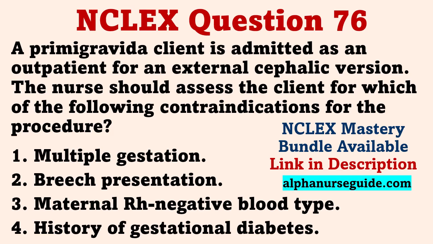Contraindications to the procedure include multiple gestation because of the potential for fetal injury or uterine injury, severe oligohydramnios, contraindications to a vaginal birth, and unexplained third trimester bleeding. If the mother has Rh-negative blood type, the procedure can be performed and Rh immunoglobulin should be administered in case minimal bleeding occurs. A history of gestational diabetes is not a contraindication unless the fetus is large for gestational age and the client has cephalopelvic disproportion.